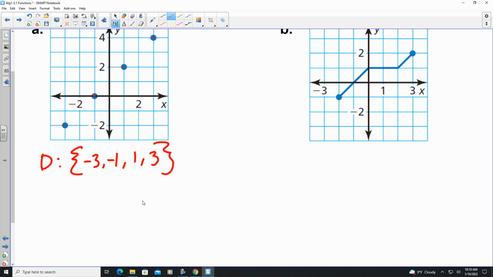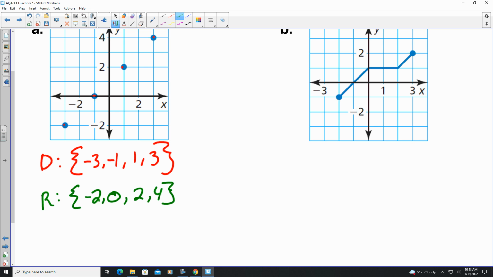For the range, now we're just going to make a list of our y values. So the range would be, it looks like, -2, 0, and then we got 2, and then we got 4. So those are the lists of our y values for those particular points.